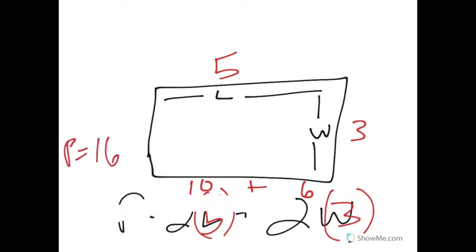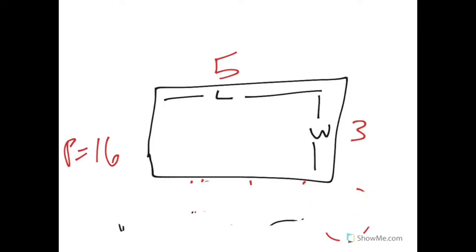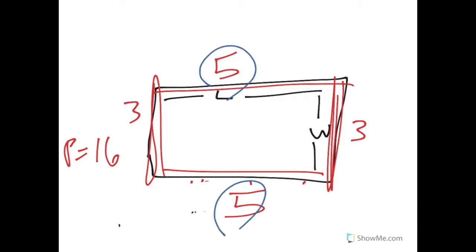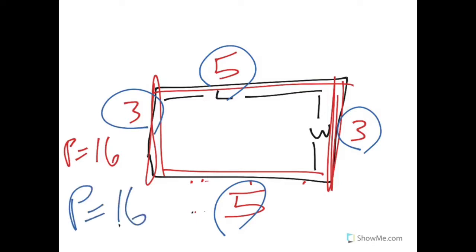Okay, let's check that. I'm going to erase this, get this out of the way here. It is a rectangle, so I know that this side is the same length as this side, so I'll put my 5 here, and the width over here is the same as the width over here, so I've got a 3. Add those up. 5 plus 5 is 10, plus 3 is 13, plus 3 is 16. My answer is the same. Perimeter is 16.